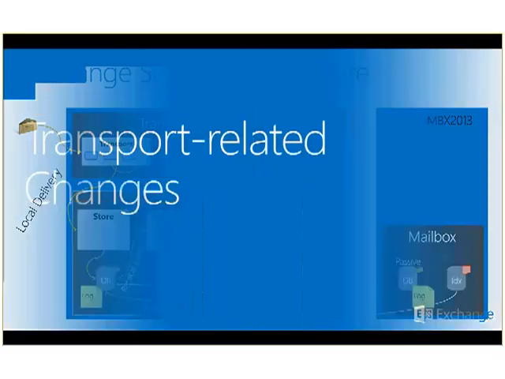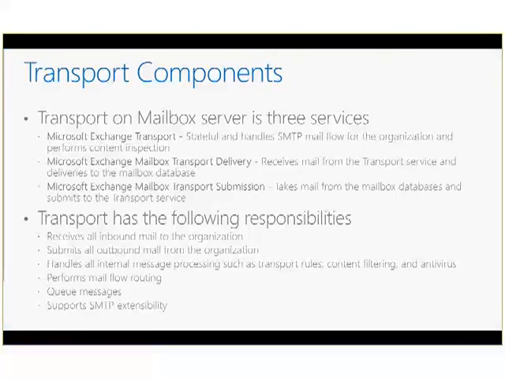Transport itself is responsible for receiving and submitting all mail to and from the organization. It's also where all the internal message processing, transport rules, content filtering, etc. take place. That's where the routing decisions happen, queuing decisions happen, and you'll see that there are now multiple queues on these servers, and also our SMTP extensibility for any third-party extensions.